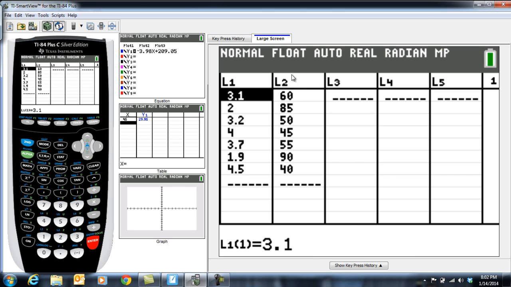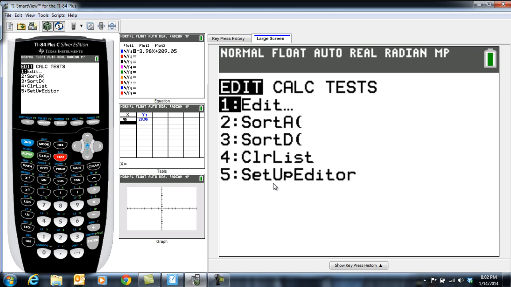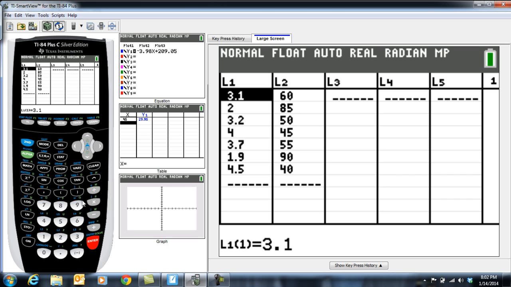If you do not have an L1 and an L2, I'm going to show you how to fix it. If L1 and L2 are missing, you press Stat, but this time you want to do Setup Editor, so you go to option 5 and press enter. It'll tell you that it's done that. Then if you go back to Stat and then Edit, you should have your L1 and L2 back. So if they disappear, that's how you fix it. But if they're already there, you're good to go.